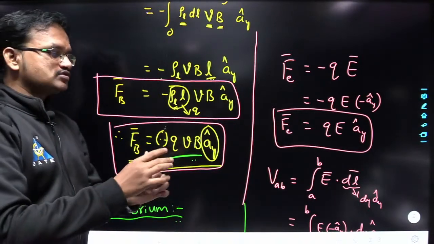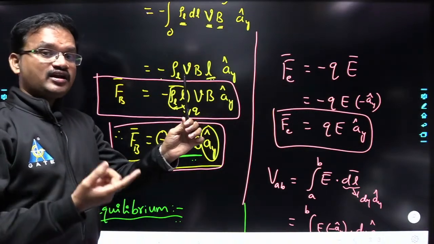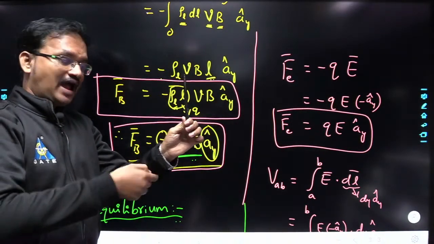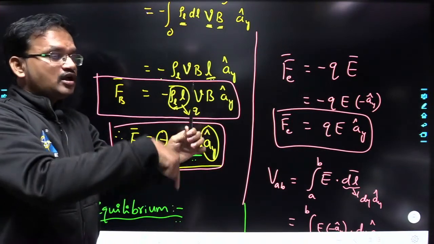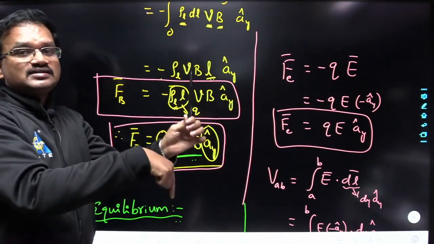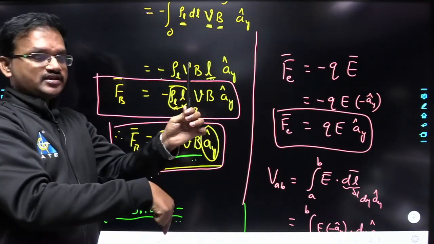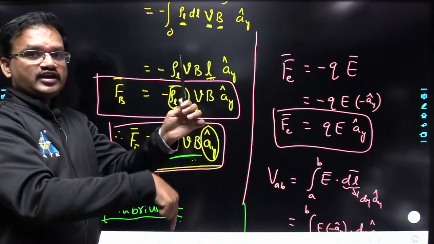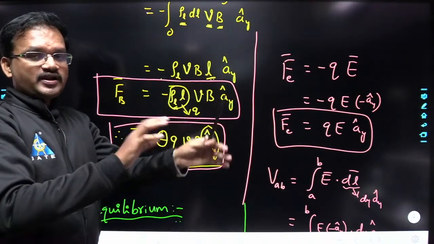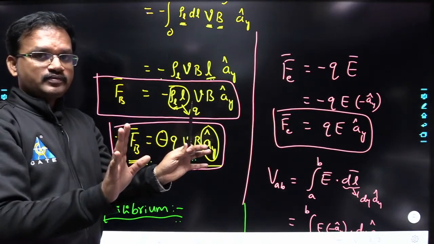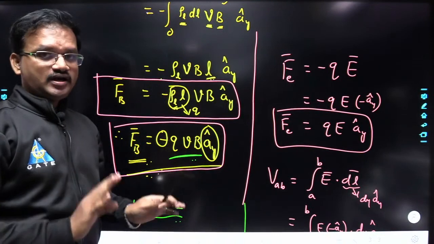So the electrical force on the negative charge carriers is acting in the upward direction, and the magnetic force on the negative charge carriers is acting in the downward direction. So at one stage, these two forces will become equal. At that stage the net force on the charge carriers will become 0, and the charge separation will stop. Understood? This condition we call the equilibrium condition.